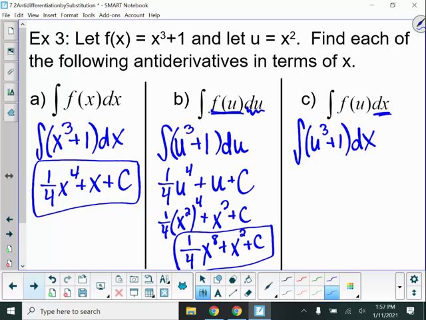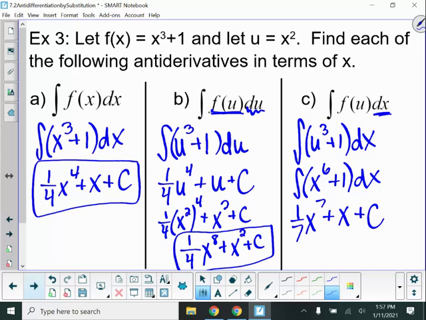So u cubed, u is x squared, so x squared cubed is going to change to x to the 6th, and then of course the 1 can just stay 1. So the antiderivative here is 1/7 x to the 7th plus x, and then plus c.